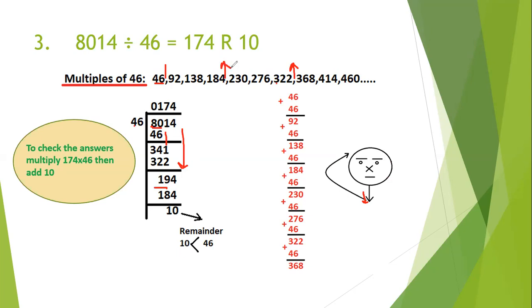How many multiples before 194? 1, 2, 3, 4 multiples. 4 times 46, 1, 2, 3, 4, equals 184. When we subtract, the remainder is 10. 10 is smaller than 46. To check your answer, multiply the quotient by the divisor. Then add the remainder.